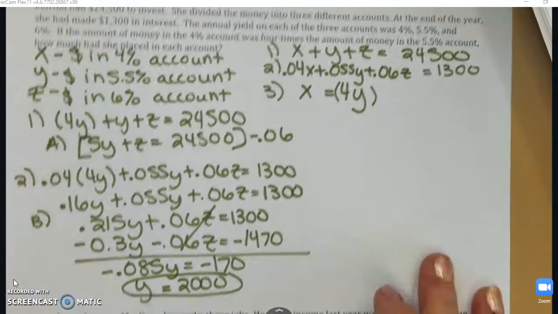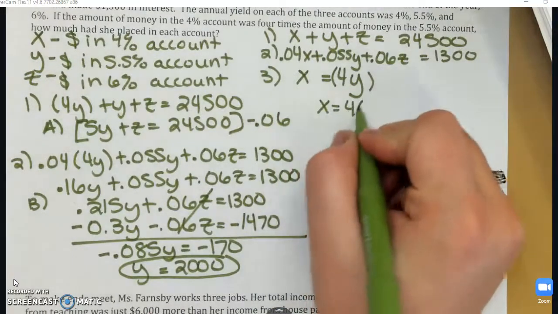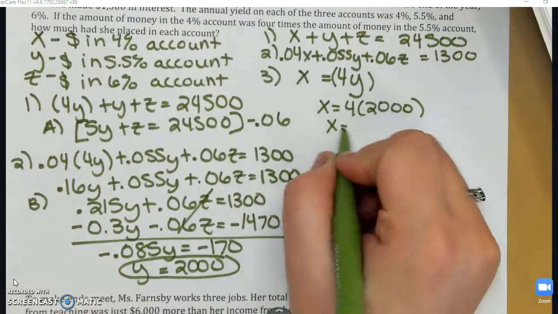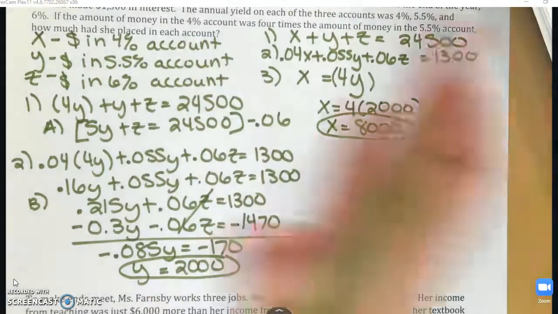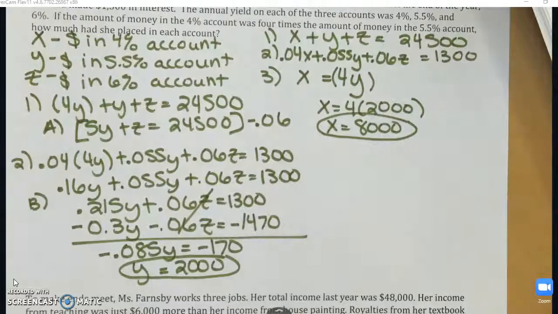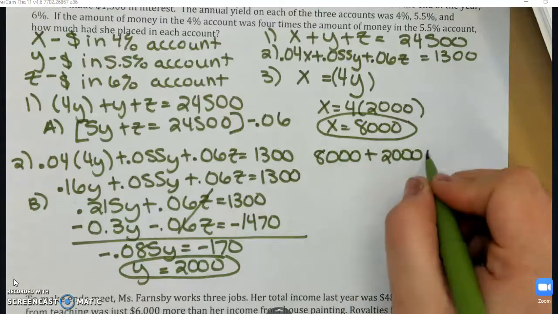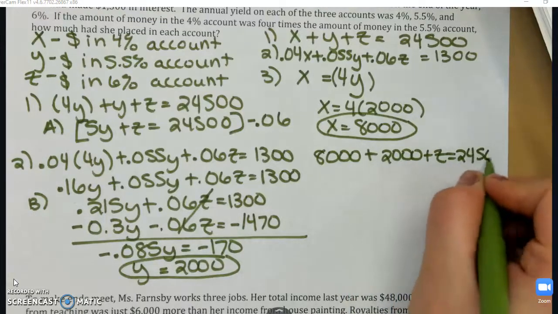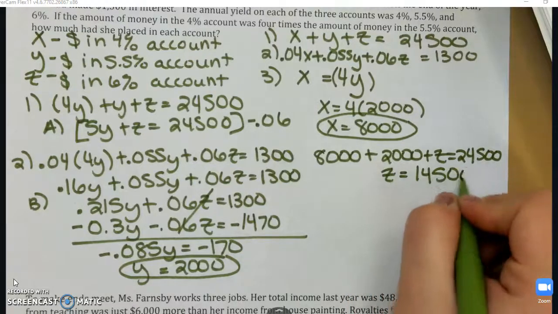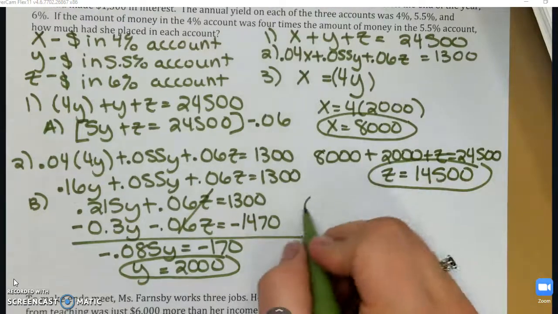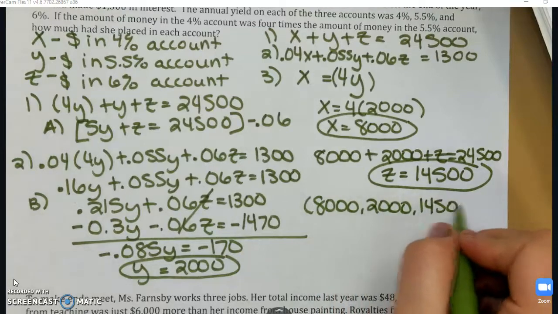I need to find two more. So y is 2,000. If I plug that into equation 3, I can get x. X is going to be 4 times 2,000, which is 8,000. So there's x. Now I need to find z. So I can plug x and y into any of my equations. I'm going to go with equation 1 because smaller numbers. 8,000 plus 2,000 plus z equals 24,500. Well, that's going to be 10,000. If I subtract 10,000, I find that z is 14,500. So my ordered triple is 8,000, comma 2,000, comma 14,500.